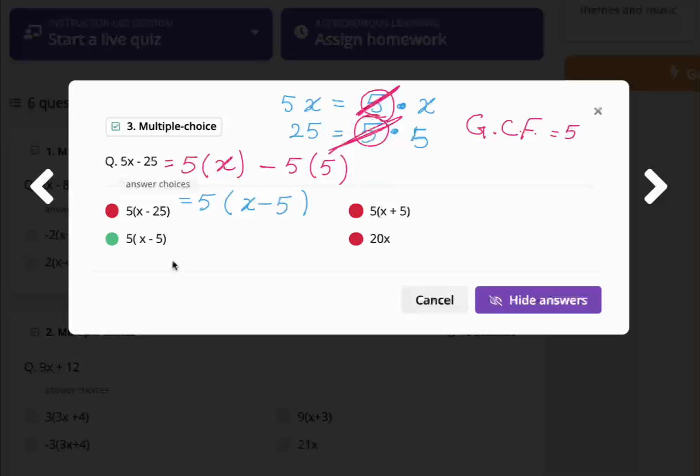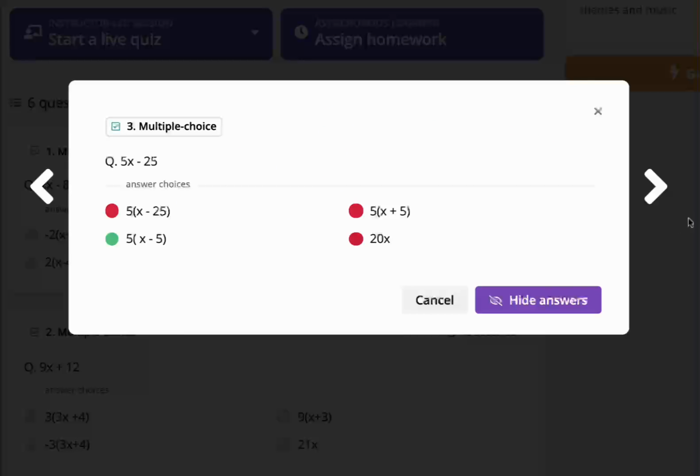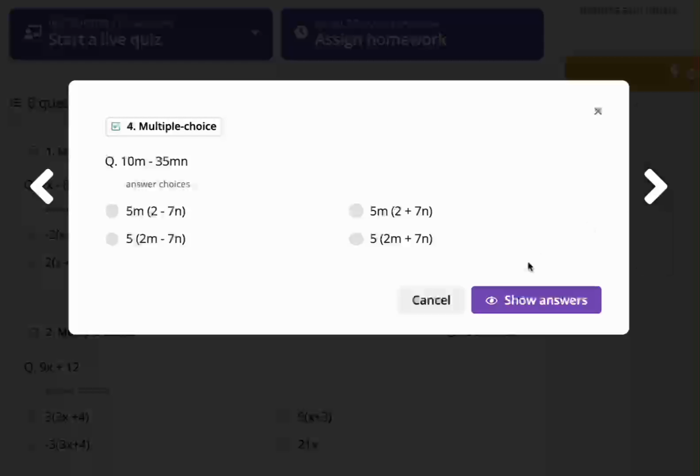Okay, my heroes, any problems with this question? Teacher, no. Okay, in the next question, Faris.